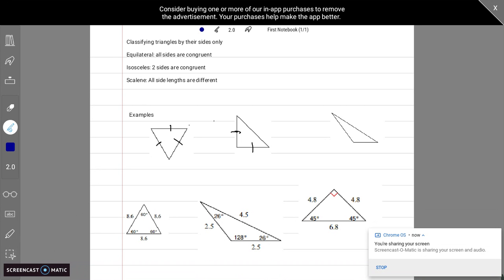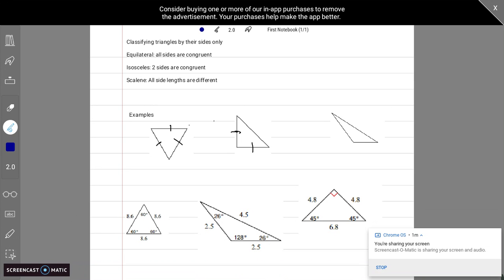Isosceles is where two of your sides are congruent, where two of them are the same measurement, and scalene is where everything is different. Every side is a different measurement. I'm going to be looking at the 6 examples we have here. The first 3 do not have any labels on them, but we still can find it out. And the bottom 3 have a few numbers that we can use.